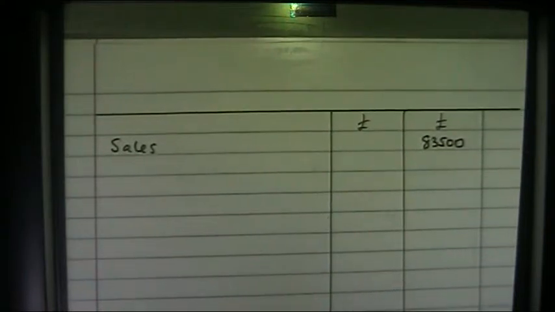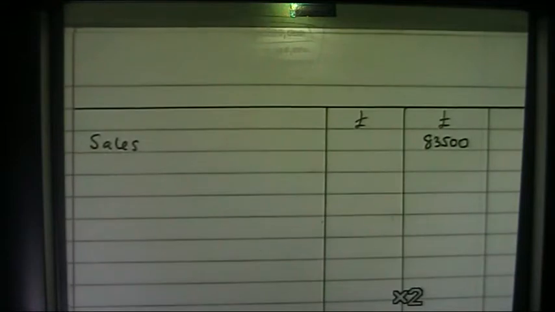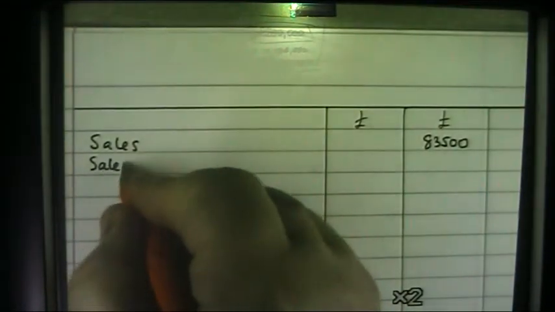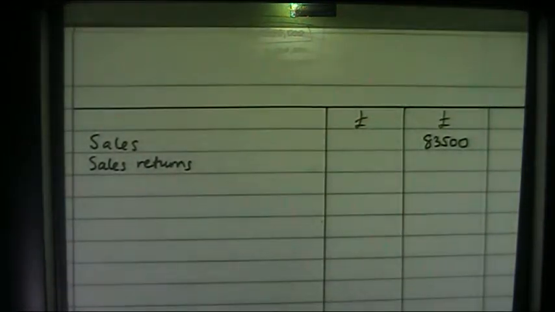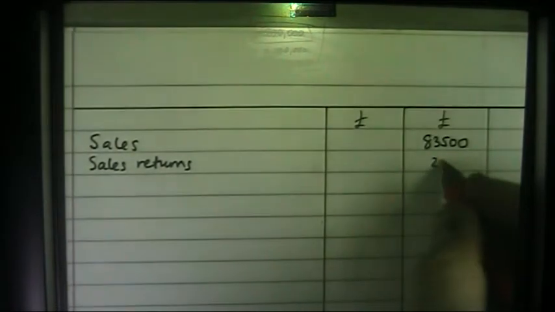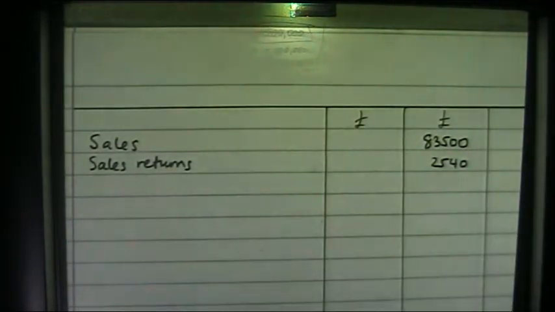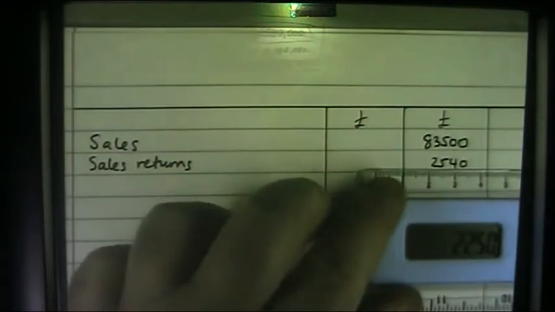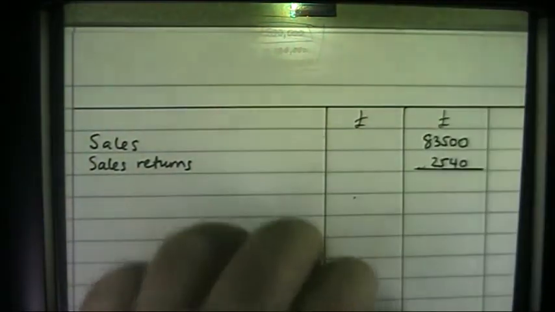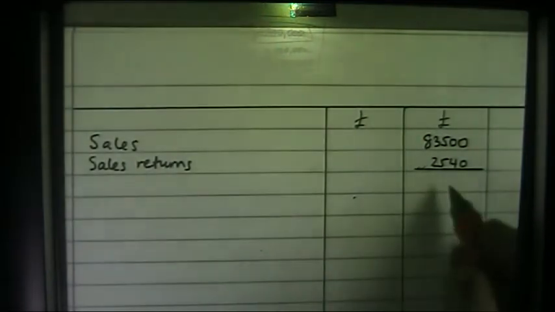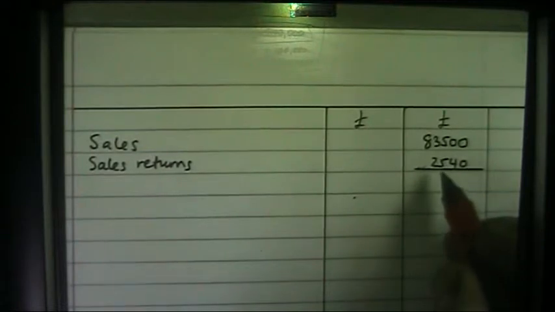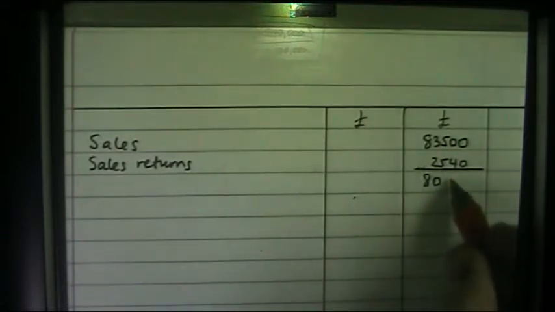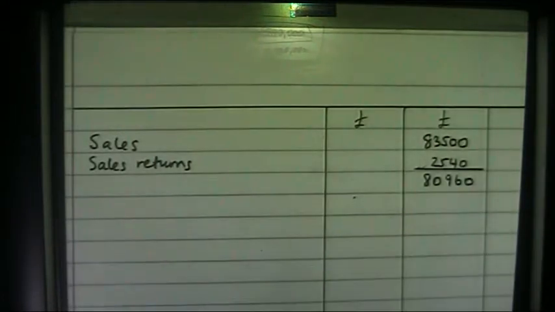Now what I want to do next is take off my sales returns, the items that have been returned to us. If I go back to my trial balance, my sales returns were 2,540. Again, in the exam, make sure you use a ruler for your total lines, because you will get extra marks for it. Sales less sales returns has got to come off, and that's 80,960, for 1 mark. So we're now well underway.